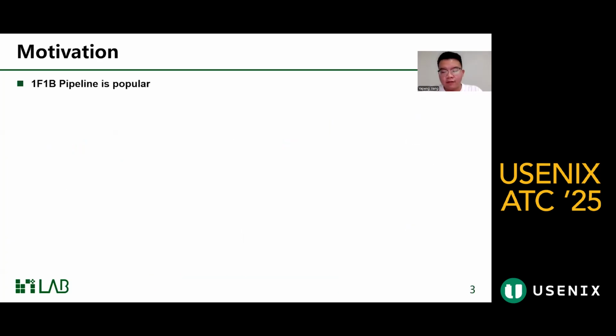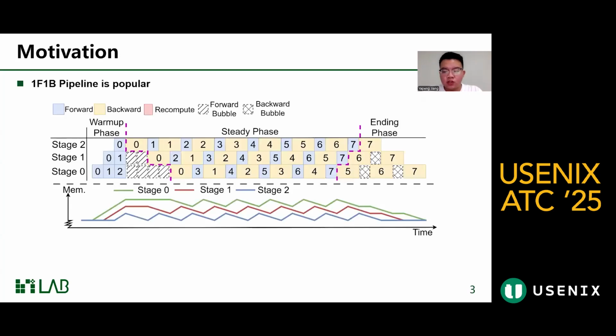The 1F1B schedule, namely the one forward and one backward pipeline, is a widely adopted schedule in pipeline parallelism, as shown in this figure. It consists of three phases: warm-up, steady, and ending. The memory usage peaks at the end of the warm-up phase.